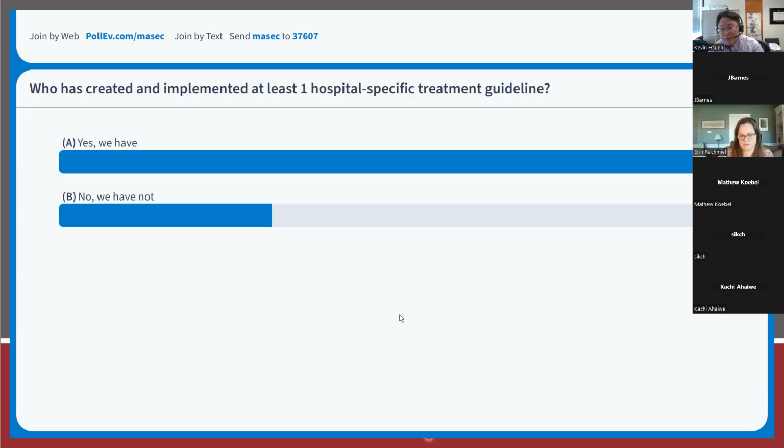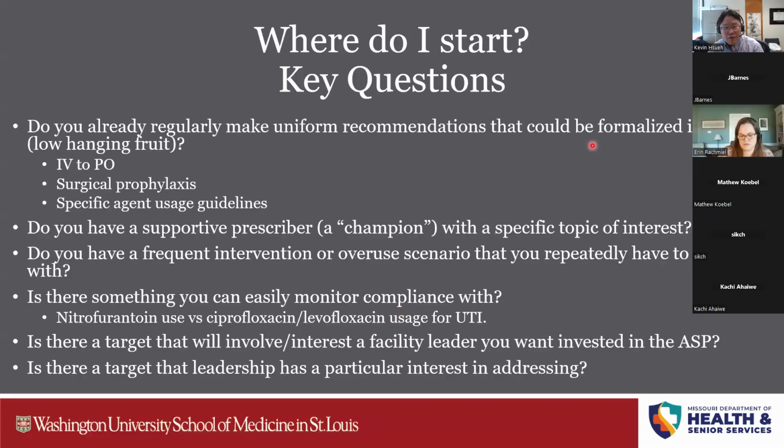All right, people can keep answering while we go forwards. So what I'm going to do right now is walk through how to identify what a good target is for creating a guideline, and then how to actually get that to the finish line from the beginning to the end.